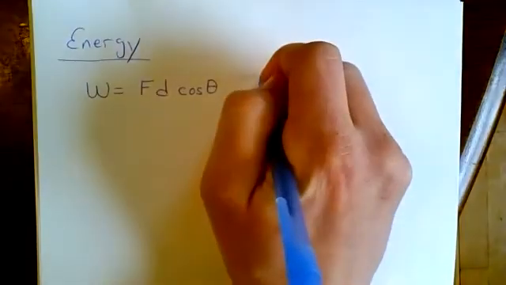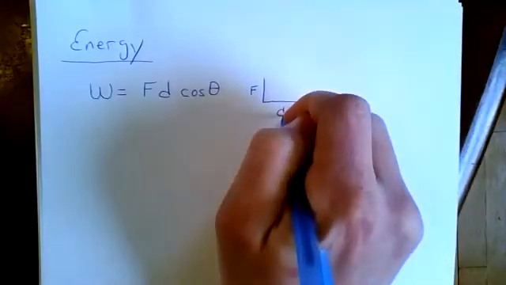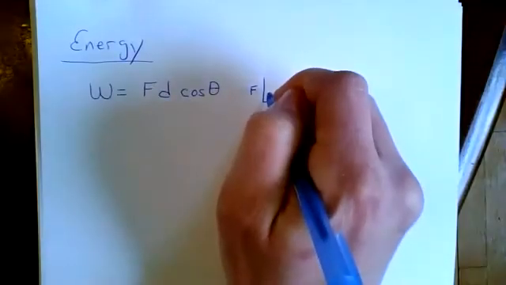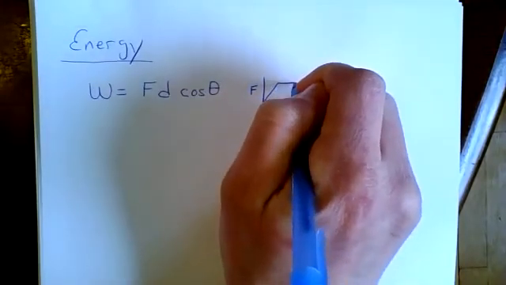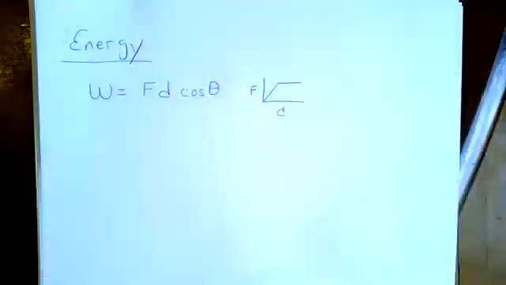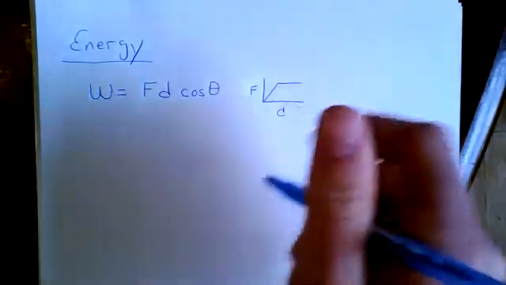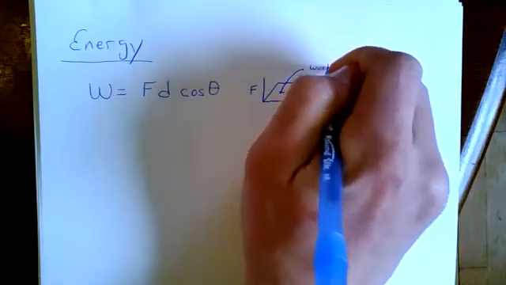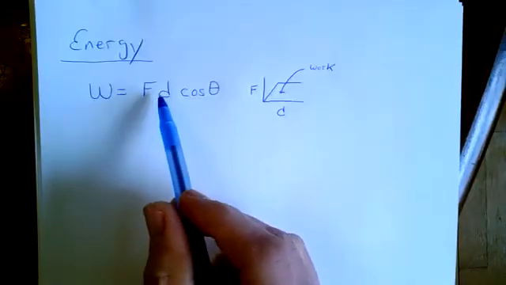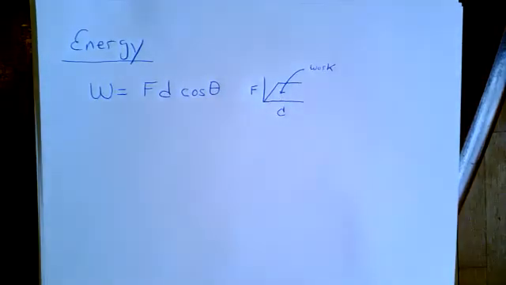But often this relates to a graph where you have force on the y, displacement on the x, and then they give you a problem like this, where you have a variable force, and you have to determine the amount of work done. And the amount of work done, of course, is the area under the curve. F times D, F times D, area under the curve.